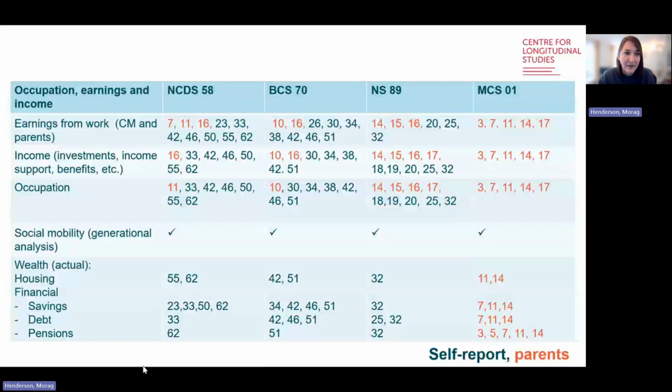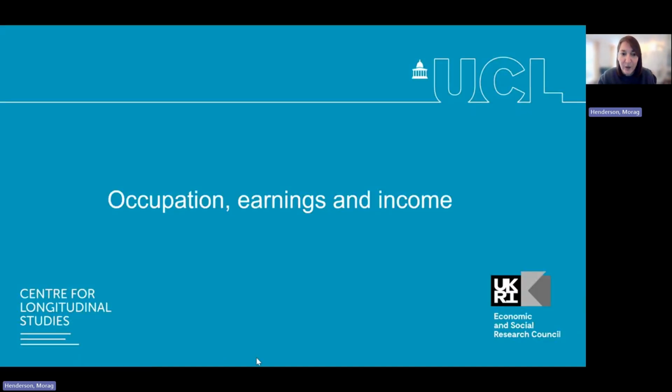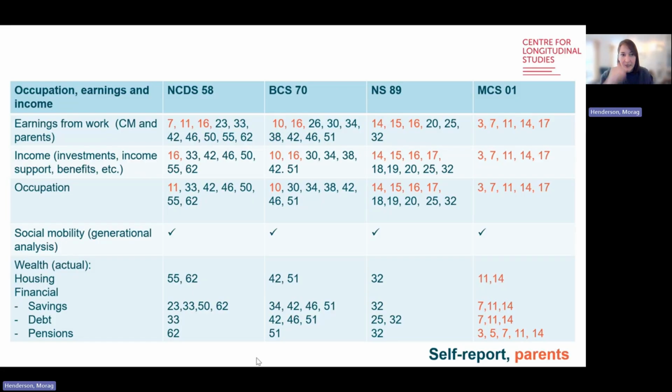So lastly, we're on to occupation, earnings and income. Earnings where money is obtained from labour or services, income where it's both work and through investments or benefits, and those are well captured across the life course, partly reported by the parents in childhood and adolescence, and then self-report as they age.